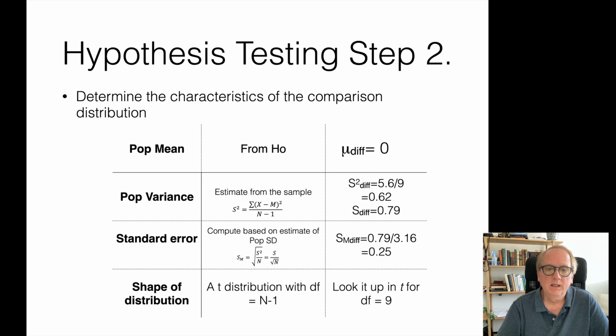And finally, the shape of the distribution, well, it's a t distribution because I'm estimating the standard error. So I'm going to look this up in a t-table. I'm going to look up when I have degrees of freedom of 9, because again, I have 10 participants, n minus 1 is 9. Okay, so I've done all the work of figuring out the characteristics of my comparison distribution.